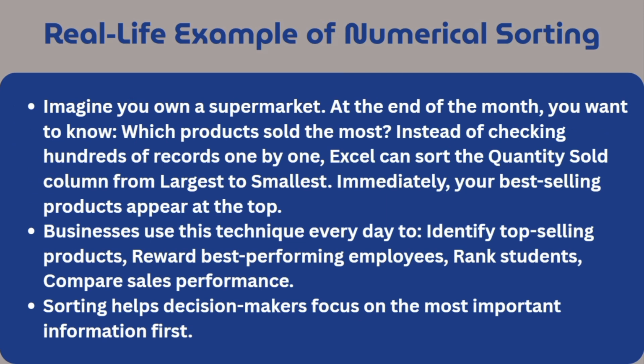So now let's look at a real-life example. Imagine you own a supermarket. At the end of the month, you want to know which products sold the most. Instead of checking hundreds of records one by one, Excel can sort the quantity sold column from largest to smallest. Immediately, your best-selling product appears at the top. So businesses use this technique every day to identify top-selling products, reward best performing employees, rank students, and compare sales performance. Sorting helps decision makers focus on the most important information first.